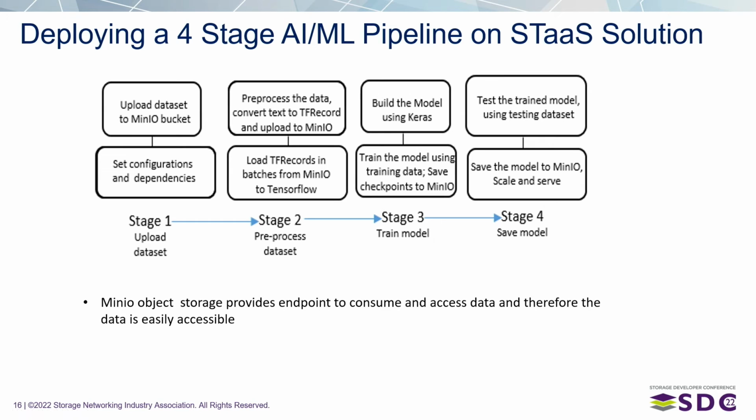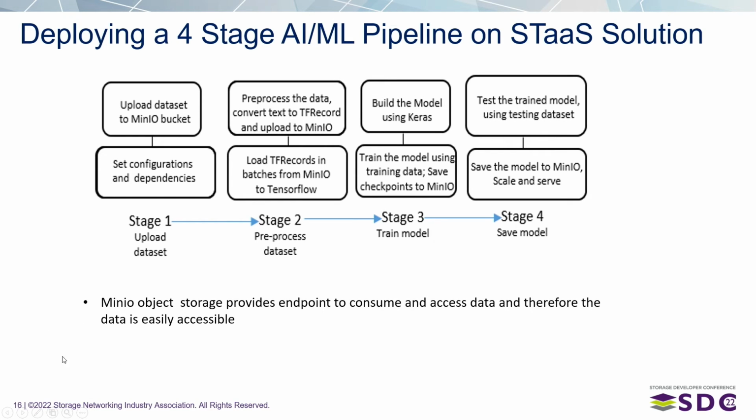Once that is done, we set all the configurations and dependencies. Then the data set is downloaded, again, from the Minio bucket for pre-processing. What we do in pre-processing is we convert this data. This data set is again stored in terms of objects, right? So we convert these object records into something called a TensorFlow record, TF record, and upload it back to Minio.